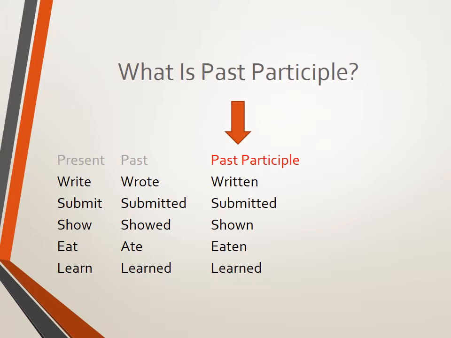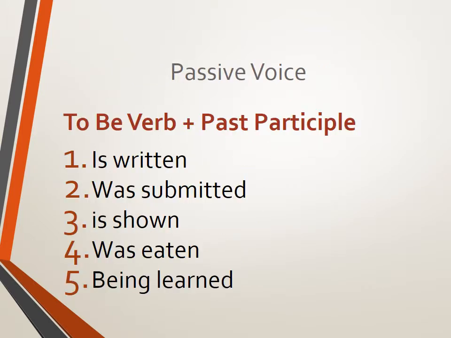And this one's the past participle. Avoid it when it is with a to be verb. Okay? So remember it. By themselves, they're okay, but if you have them together, the to be verb plus the past participle, that makes passive voice. And this is what it looks like. Is written, was submitted, is shown, was eaten, being learned. Okay, do you notice how those are to be verbs at the beginning and past participle at the end? Bad stuff.